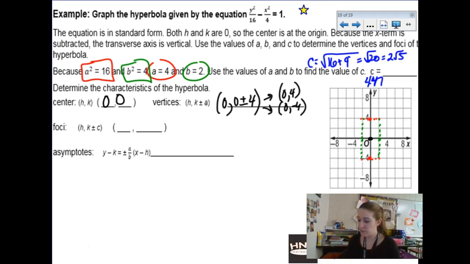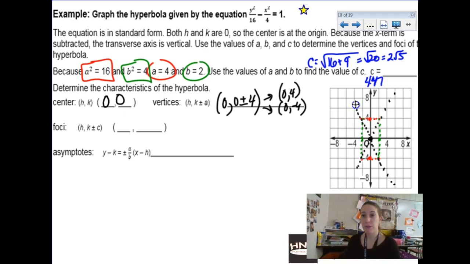We'll come back and find the foci in a minute. What I'd like you to do, though, is get in the habit of, after you create the auxiliary rectangle, drawing your diagonal lines through it, which are the asymptote lines. Ooh, I totally forgot to come up with the asymptote lines in the last one. We'll do it on this one.